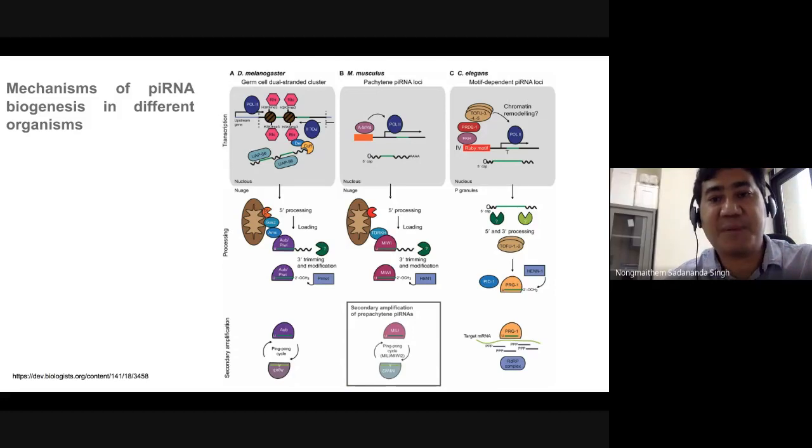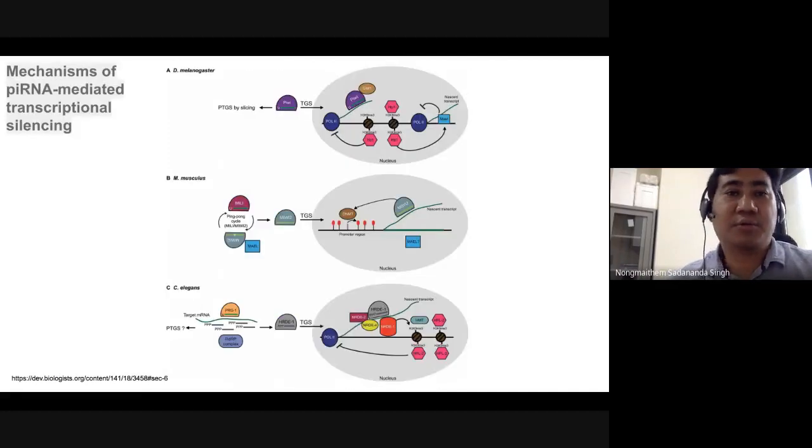So it's tissue-specific activity that is seen in the case of higher eukaryotes. Okay, now going to how PIWI-interacting RNAs act to shut down the transcription of transposons or repetitive elements.